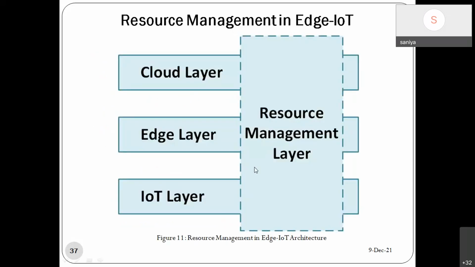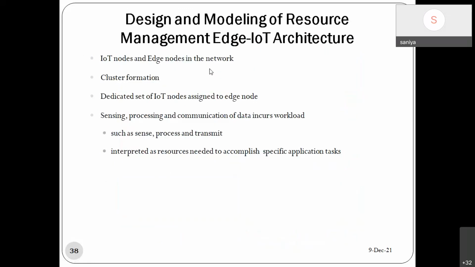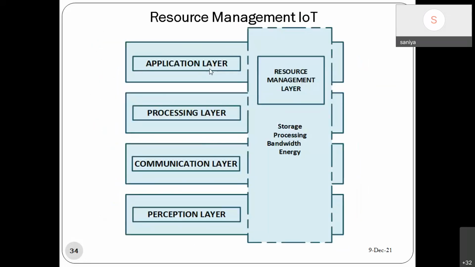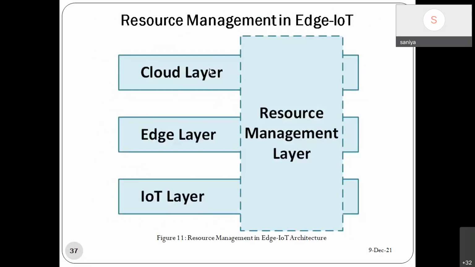So if you talk about the resource management in edge IoT, where we have IoT, edge, and cloud, this will work like this. You can see these are horizontal layers, and we have a vertical layer, because you can have resource management at any of these layers. In any of these layers, it will help you to optimize. Now I'm going to show you the design and modeling with respect to this edge IoT.